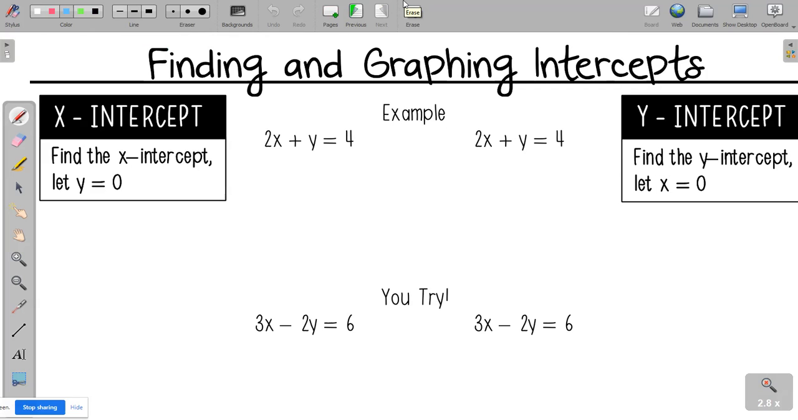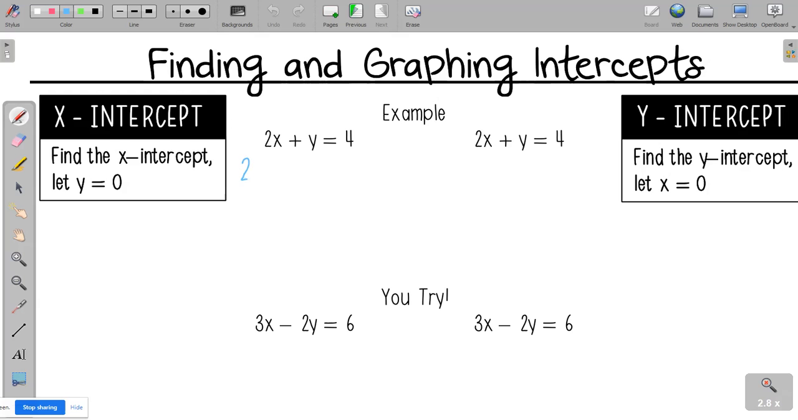The second way is we have to find the x and y intercepts. And then we graph those 2 points to make our line. So x-intercept. To find the x-intercept, you're going to put y equal 0 in. So substitute 0 in for your y and solve.